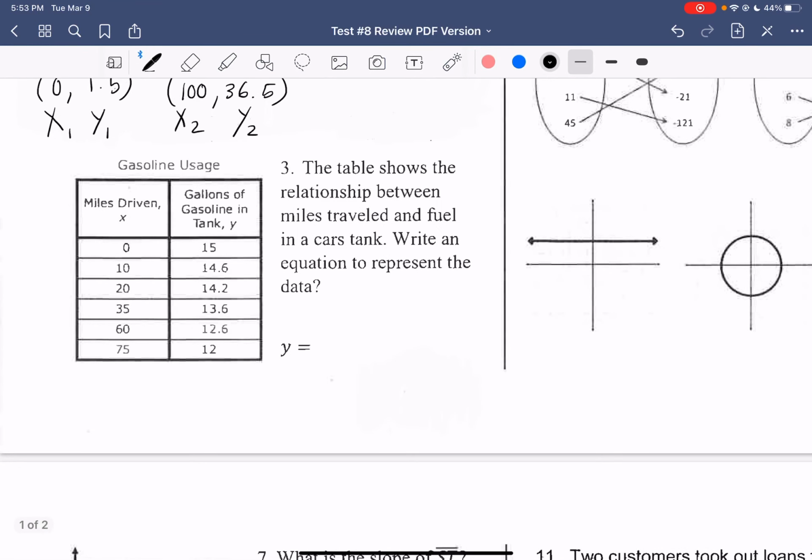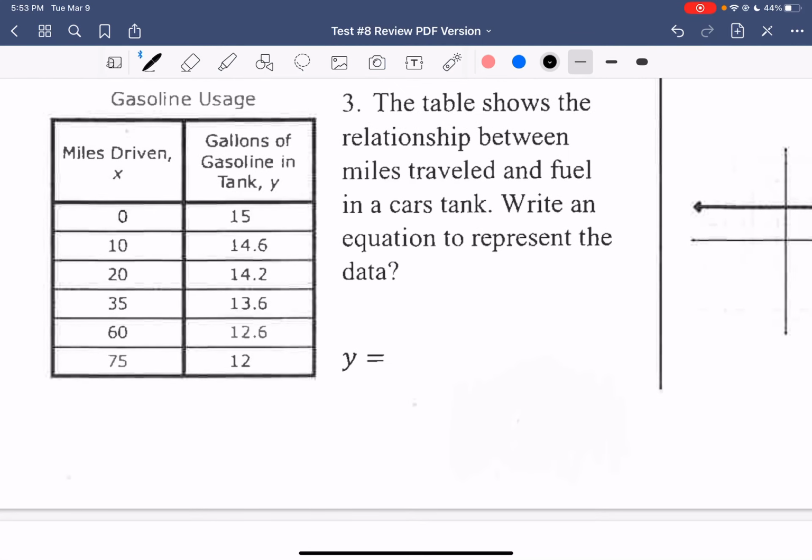Number 3, the table shows the relationship between miles traveled and fuel in a car's tank. Write an equation that represents the data. So in order to write an equation, we're going to need a slope and a y-intercept because we have y equals mx plus b. I'm going to use a slope formula again because I don't want to put this on a graph. So I'm going to use my slope formula: m equals y2 minus y1 over x2 minus x1.